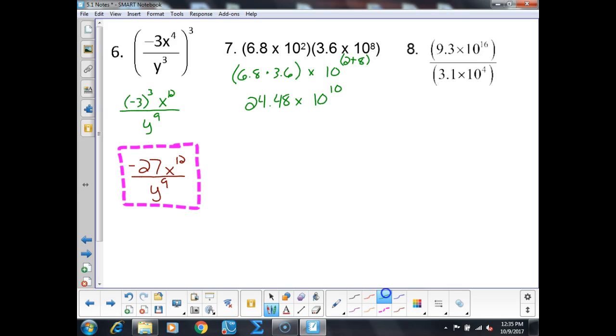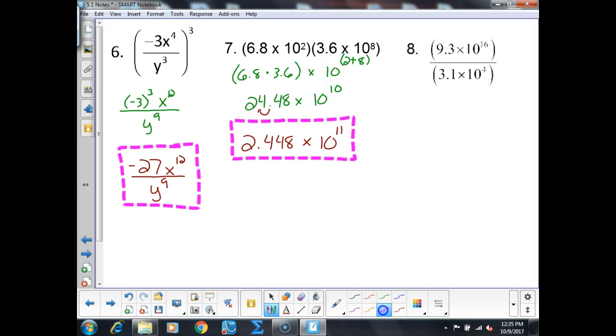So really, we'd have to move this decimal over one more. So it becomes 2.448 times 10 to the 11th power. Bad sig figs. I concur, Kaysen, with the bad, too many sig figs, but I'm okay with it. I've made peace with it. Okay.